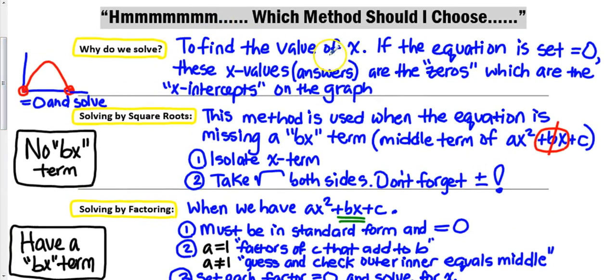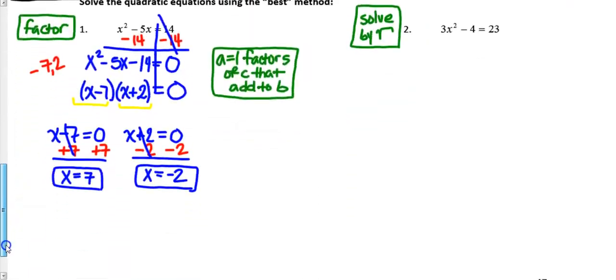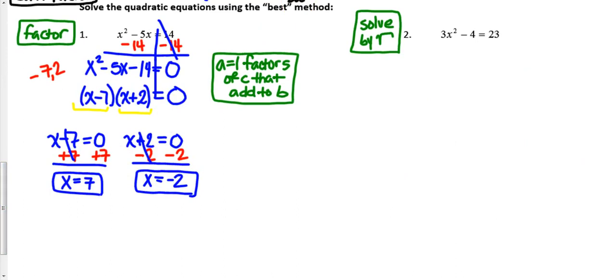So we just found values of x. If the equation is set equal to 0, these x values, our answers, are the zeros, which are the x-intercepts on the graph. So to solve this, we did have this set equal to 0. So that means the zeros are x equals 7 and negative 2. Remember, this is a list, not an ordered pair.